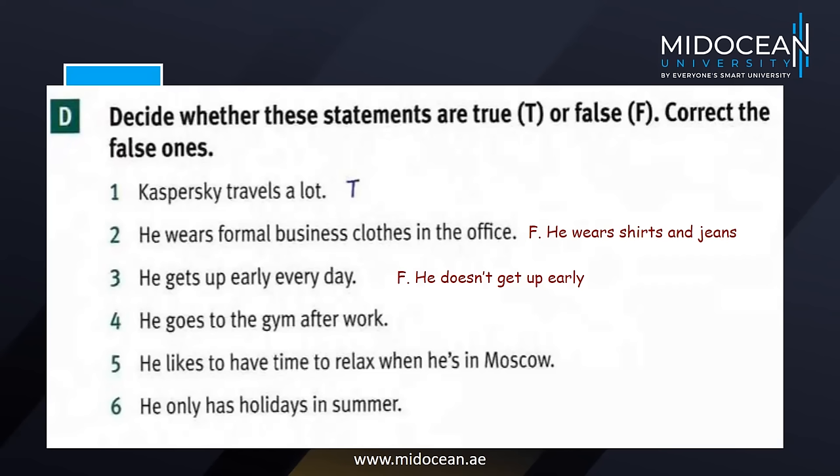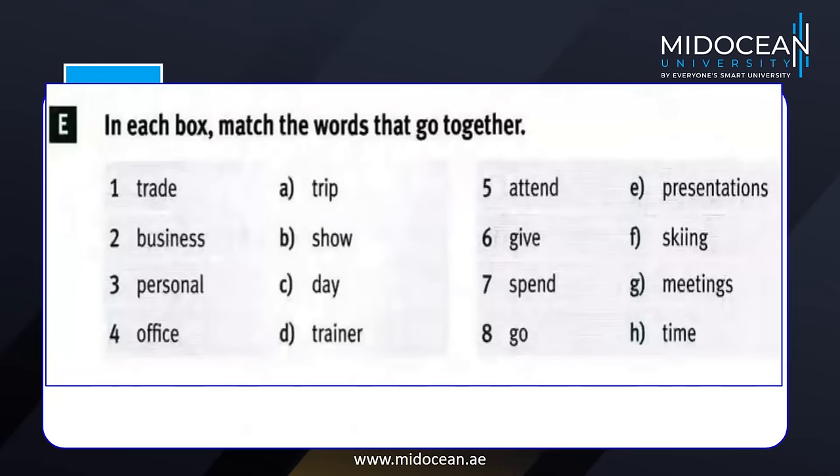So he doesn't get up early every day. He goes to the gym after work. Yes, true. He likes to have time to relax when he's in Moscow. Yes, true. He only has holidays in summer. لا لو احنا رجعنا للارتيكل هنلاقي بيقول انه he has holidays in summer and in winter. Let's move to exercise E. In each box, match the words that go together.